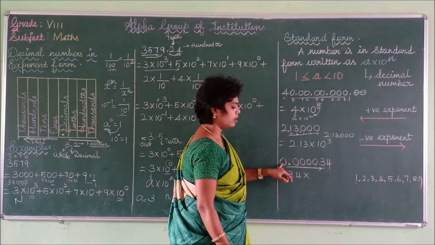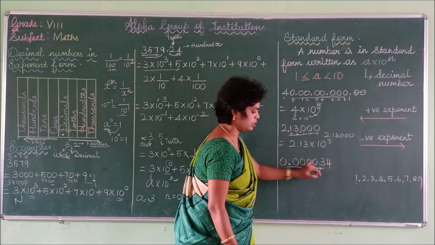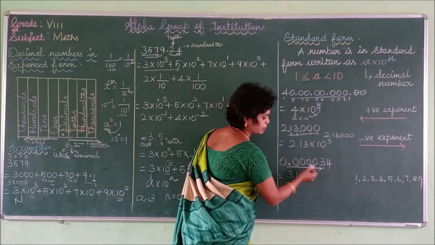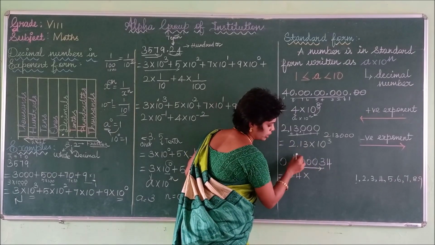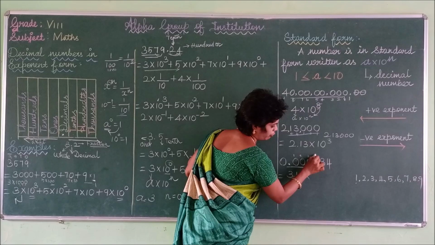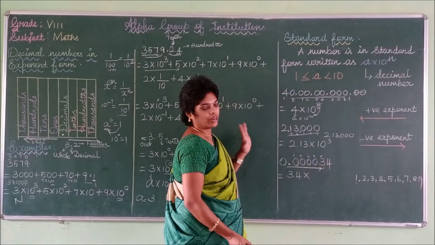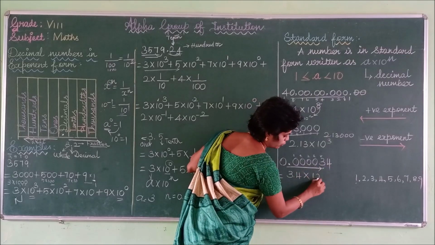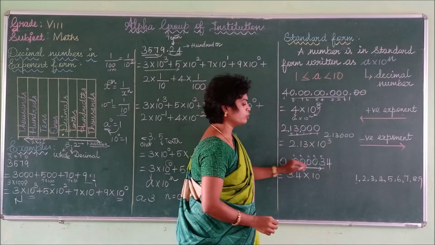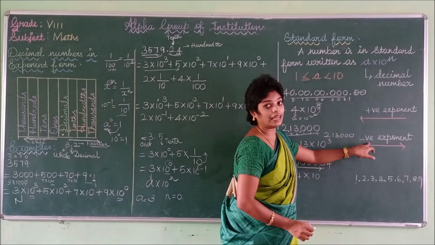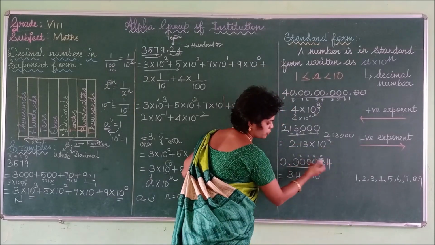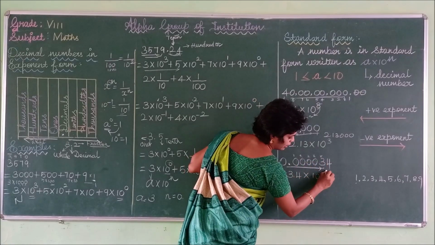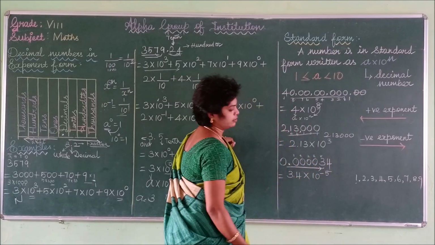So listen carefully. All other numbers are 0. That's why I am keeping the decimal point there. How many steps am I moving? After the decimal, consider 1, 2, 3, 4, 5. I am moving 5 steps. So the value will be changed as 3.4 into 10 to the power. When you are moving to the right hand side, your exponent must be negative. How many steps are you moving? 5 steps. 1, 2, 3, 4, 5. So you have to keep negative power 5.